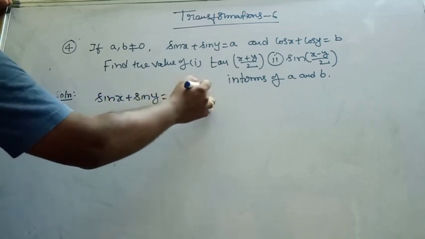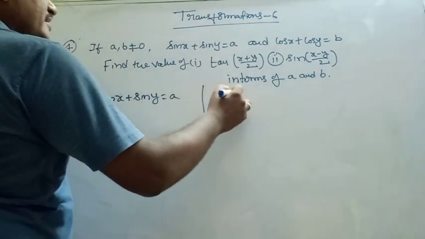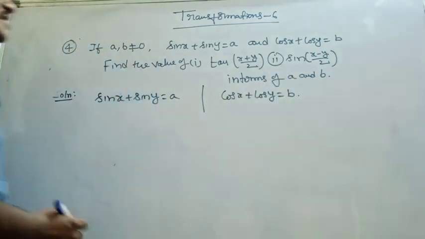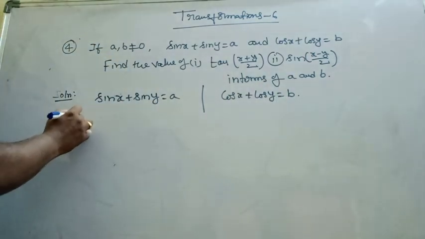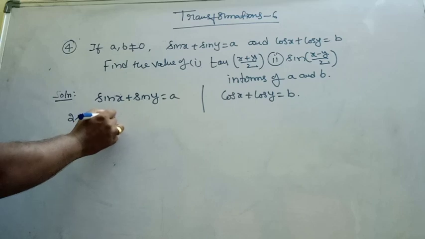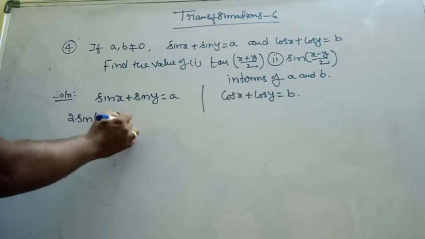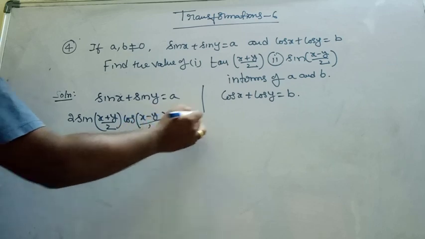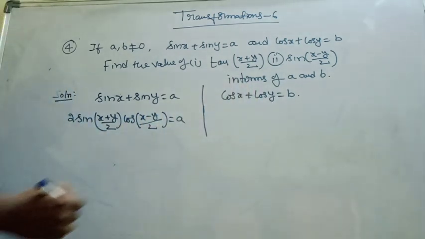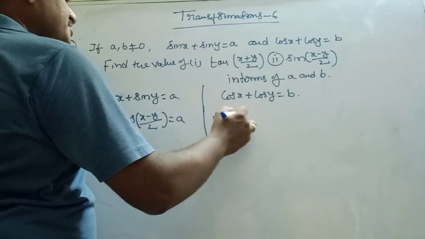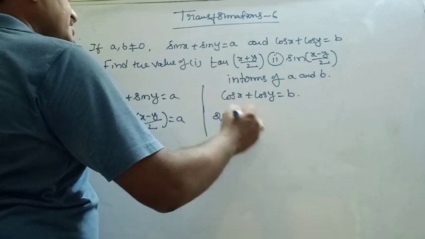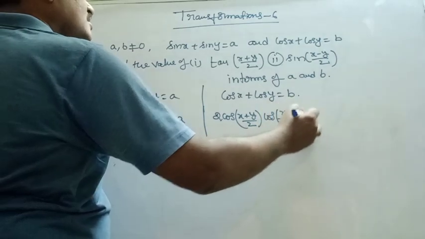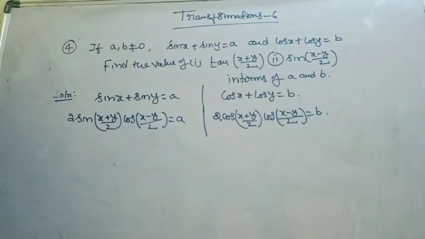And cos x plus cos y is equal to b, like this. Now sin c plus sin d, that is nothing but 2 sin (c plus d)/2, that is 2 sin (x plus y)/2 cos (x minus y)/2, like this. This is equal to a. Now cos c plus cos d, that is nothing but 2 cos (c plus d)/2 cos (c minus d)/2, like this. This is equal to b, right?